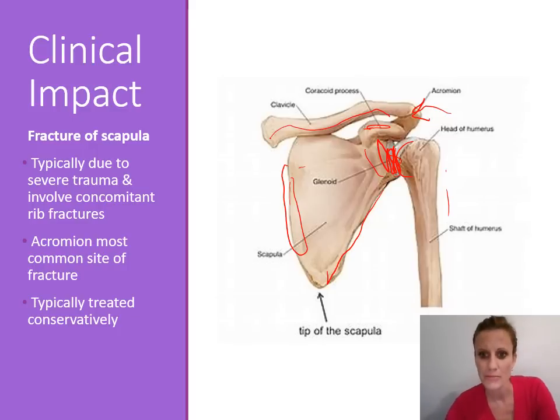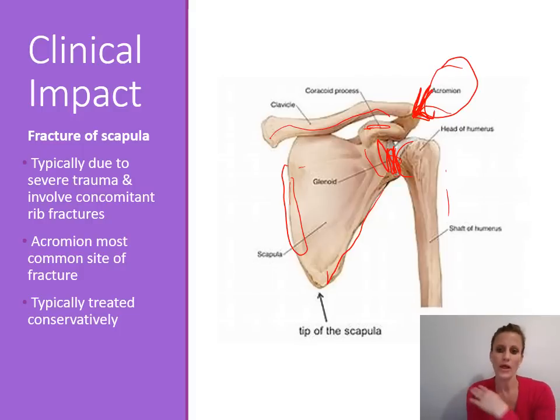However, the acromion, this process right here that articulates with the clavicle, is the most at risk part of the scapula. It sticks up and out the most, so the acromion is the most commonly fractured site. Again, this still requires pretty severe trauma though. The scapula is fractured in severe accidents like pedestrian vehicle accidents or really severe motor vehicle accidents.